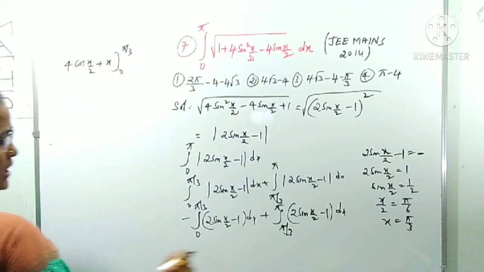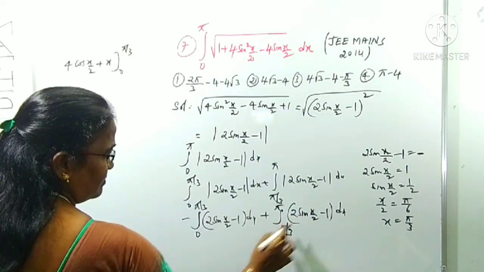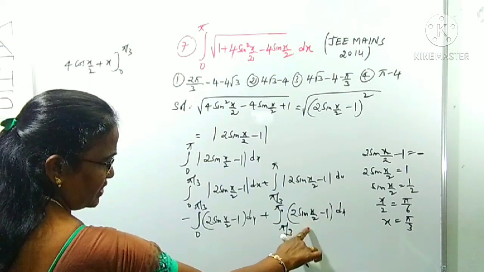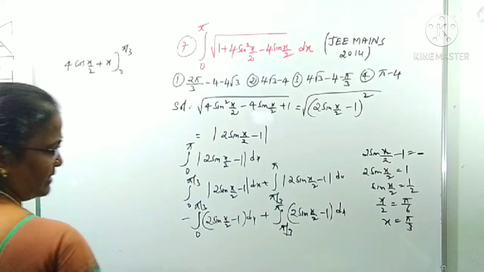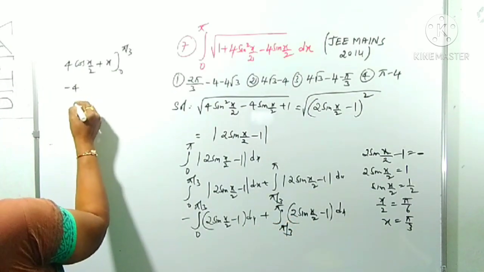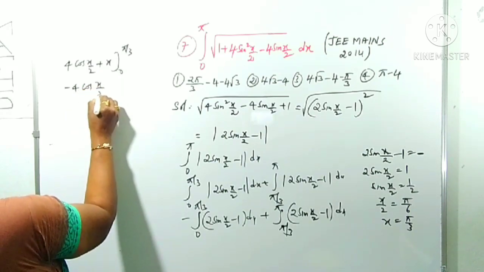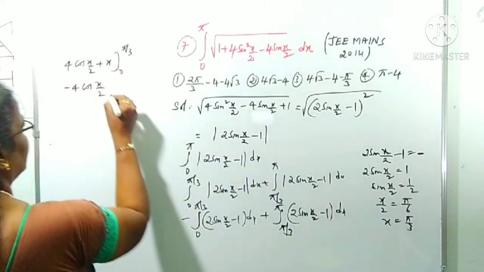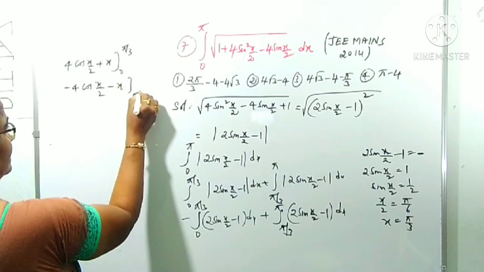Plus 2 sin x/2. The integral of sin x/2 is minus cos x/2 divided by 1/2. 2 into 2 is 4, that is minus 4 cos x/2, with the minus x. Limits from pi by 3 to pi.